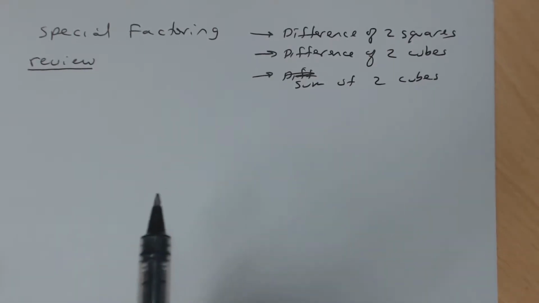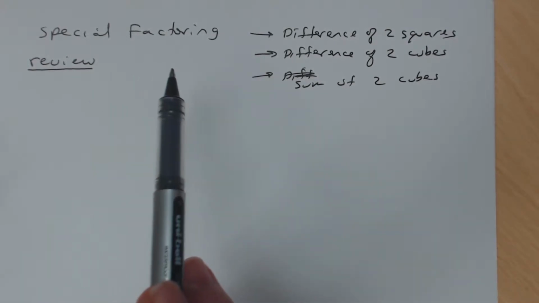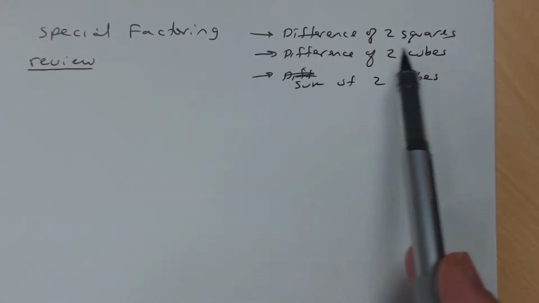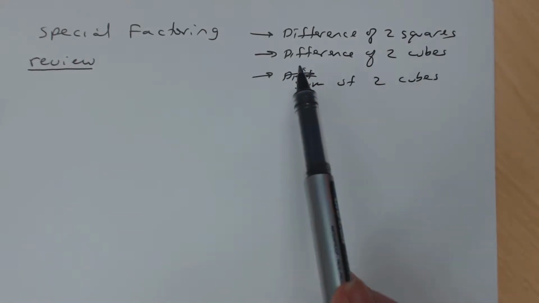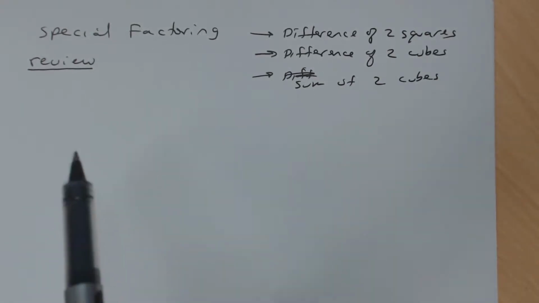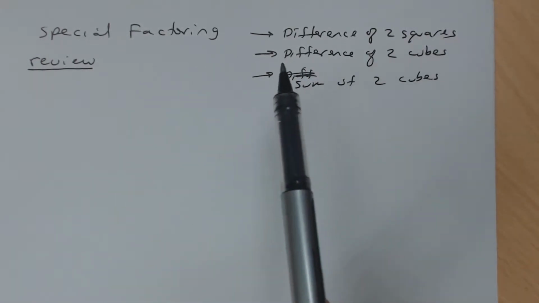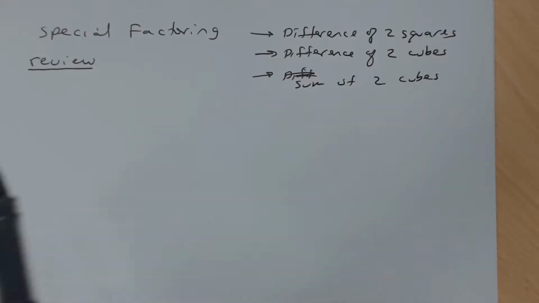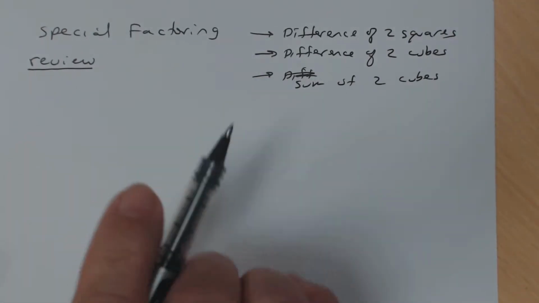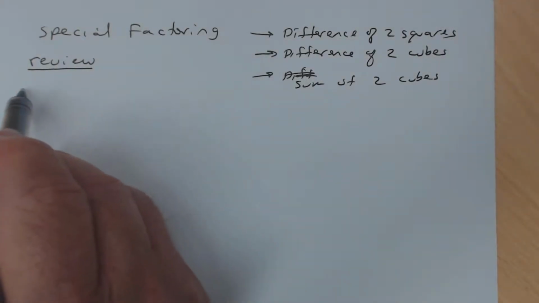Okay, so in this video, we're going to talk about special factoring involving the difference of two squares. And then in another video, we'll look at the difference of two cubes and the sum of two cubes. But the special factoring is where you have the difference of two squares, the difference of two cubes, and the sum of two cubes. Before we look at the special factoring, let's review multiplying these two binomials.